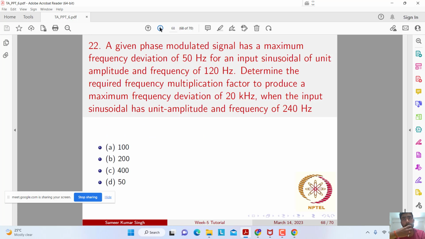Okay, and that is the last question of today's class. A given phase modulated signal has a maximum frequency deviation of 50 Hz for an input sinusoidal of unit amplitude and frequency of 120 Hz. Determine the required frequency multiplication factor to produce a maximum frequency deviation of 20 kHz when the input sinusoidal has a unit amplitude and frequency of 24 Hz. So there we have to find the frequency multiplication factor.